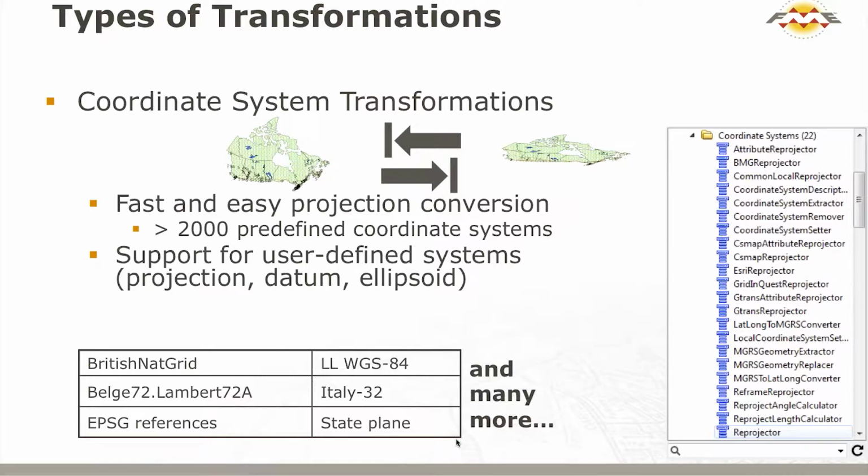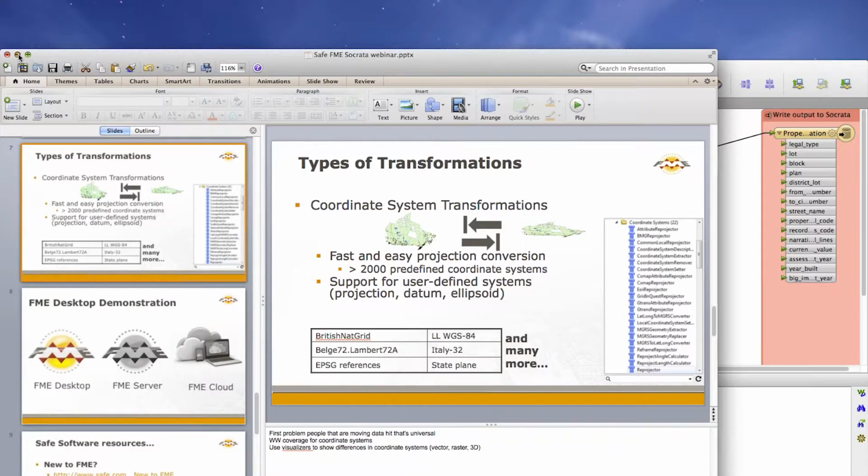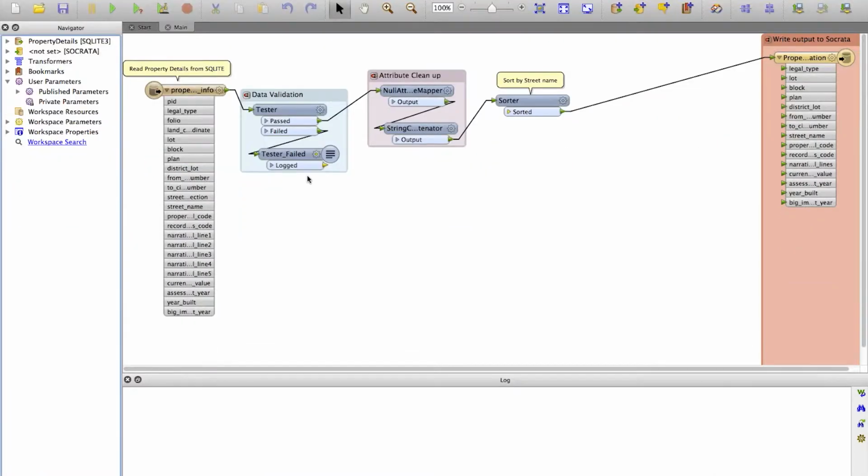So I'll just close off the PowerPoint here. And right here, I've just opened up a workspace that I've built up. So what I'm showing here is FME Workbench, which is the product that provides a graphical user interface for you to be able to build up your workflows or your data conversions. So in this one, I'm reading in data from a SQLite database. And on the other side here, I'm going to be writing it out to Socrata. So it's just an example of what a typical workflow might look like.